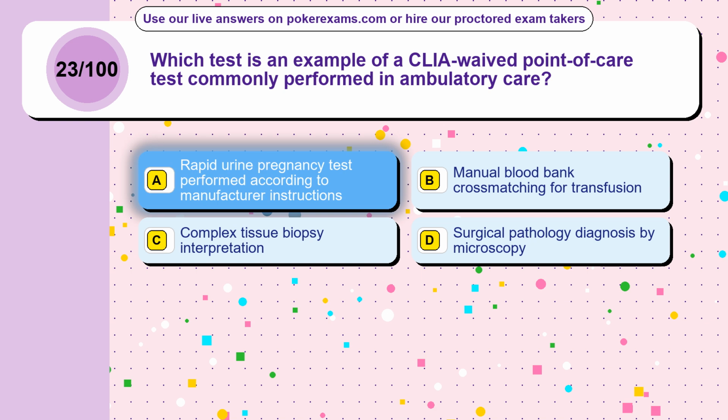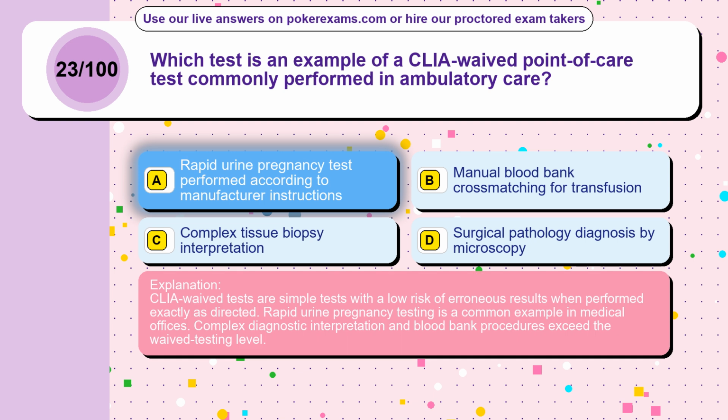The correct answer is option A. Rapid urine pregnancy test performed according to manufacturer instructions. CLIA-waived tests are simple tests with a low risk of erroneous results when performed exactly as directed. Rapid urine pregnancy testing is a common example in medical offices. Complex diagnostic interpretation and blood bank procedures exceed the waived testing level.